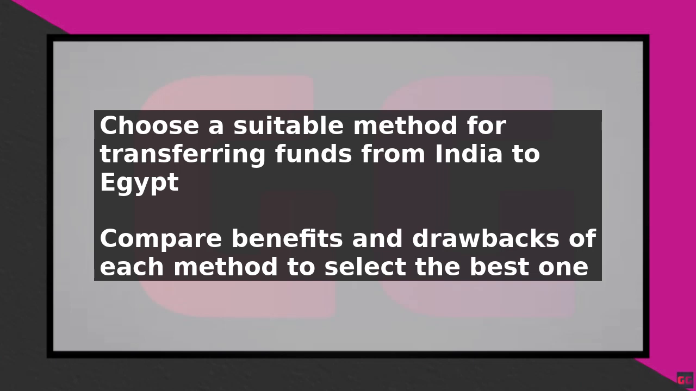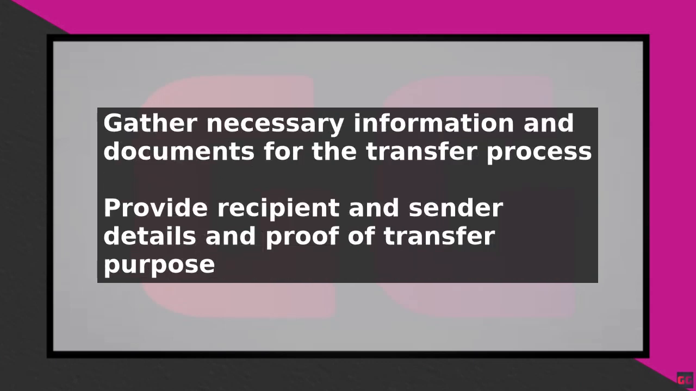Once you have chosen a method, you will need to gather the necessary information and documents. This typically includes the recipient's name, address, and bank account details, as well as your own identification and bank account information. You may also need to provide proof of the purpose of the transfer.